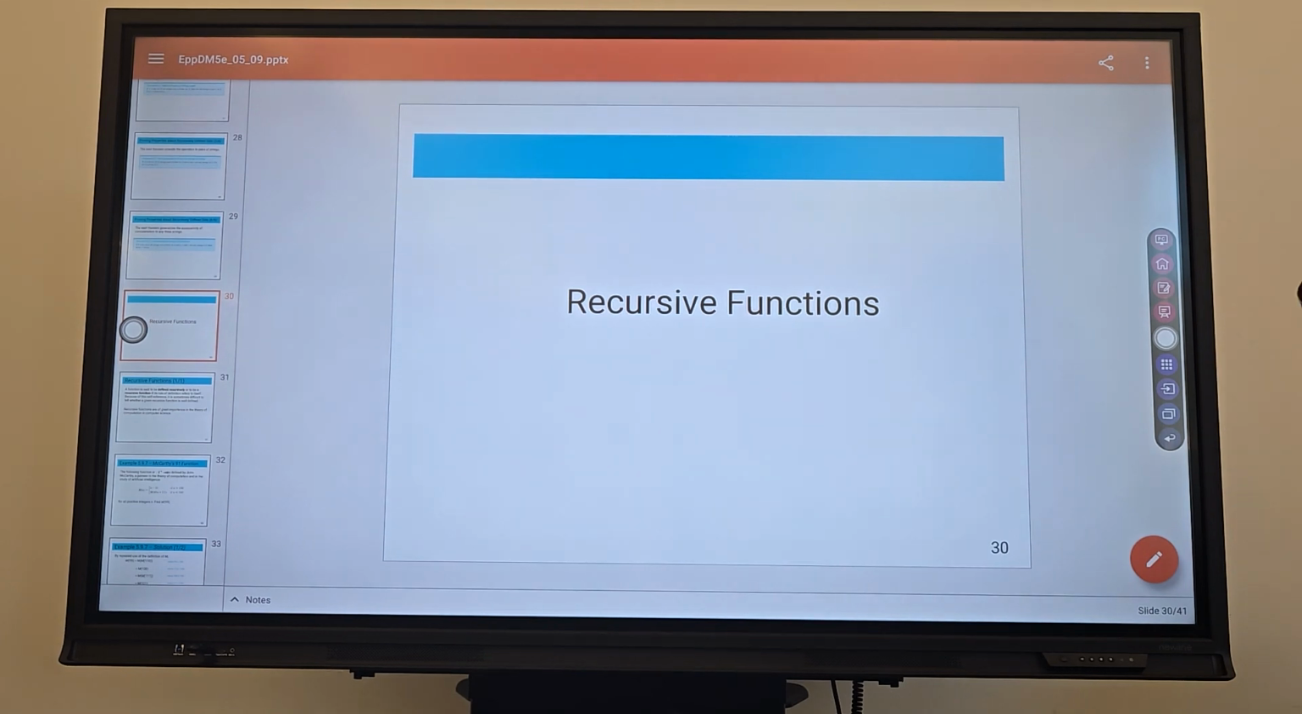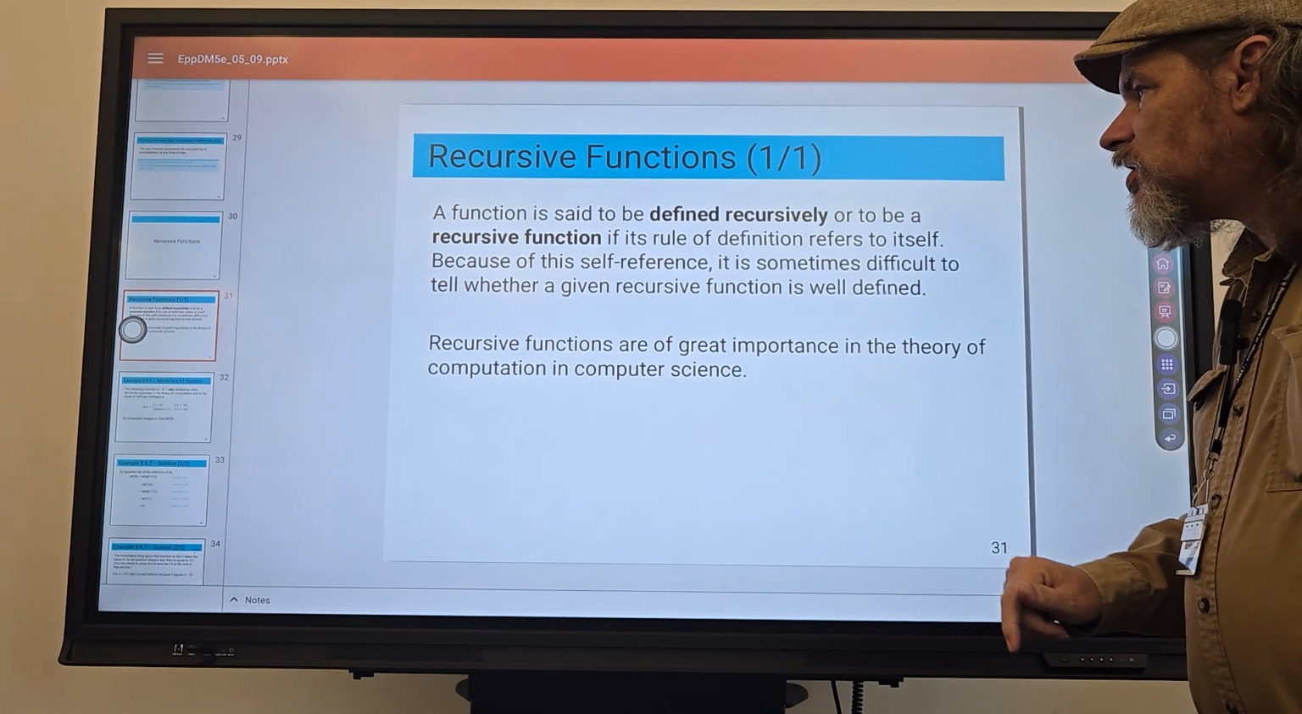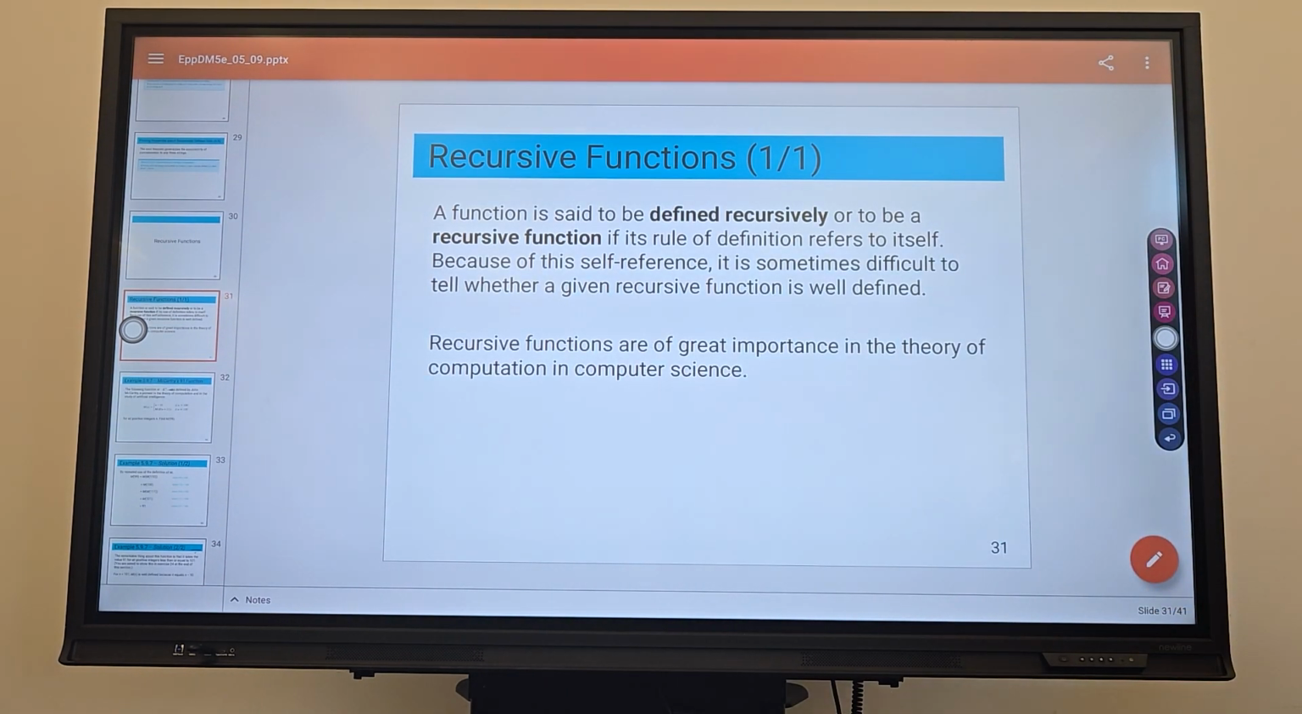Recursive functions. A function is said to be defined recursively, or to be a recursive function, if its rule of definition refers to itself. Because of this self-reference, it is sometimes difficult to tell whether a given recursive function is well defined. Recursive functions are, of course, of great importance in the theory of computation in computer science.